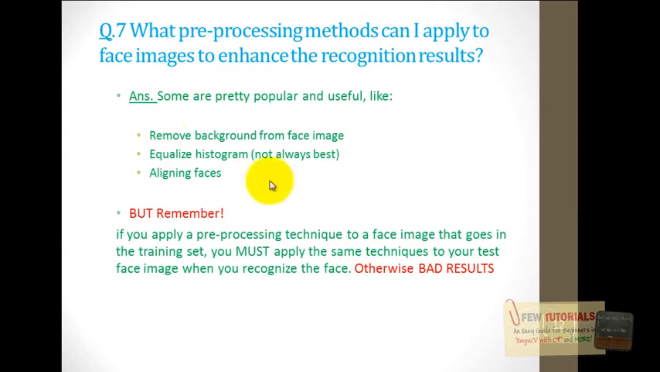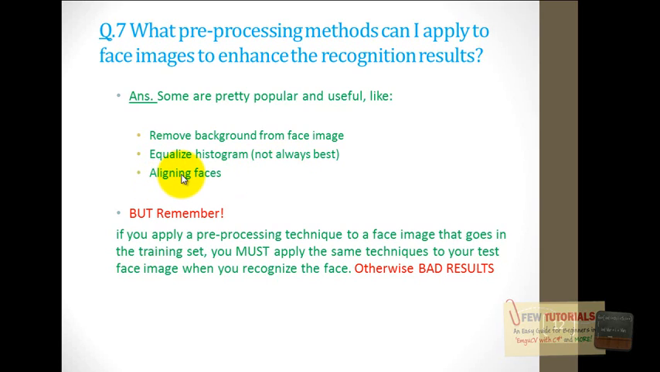And on to the last question. What pre-processing methods can I apply to face images to enhance recognition results? Some are pretty popular and useful. For example, remove background from the face image, or equalize the histogram. I found it to be not always the best solution to do this. I mean, you could if your image requires it.